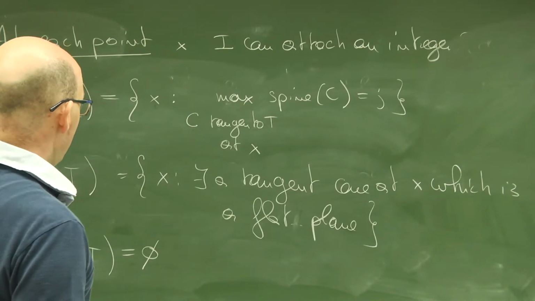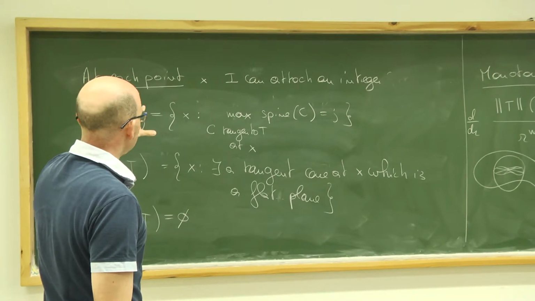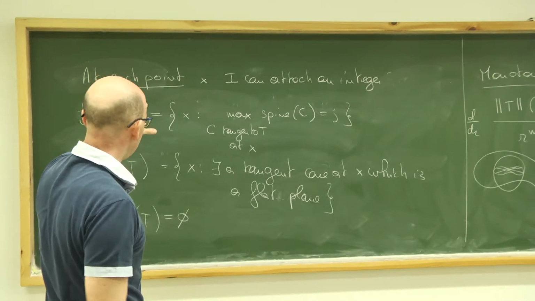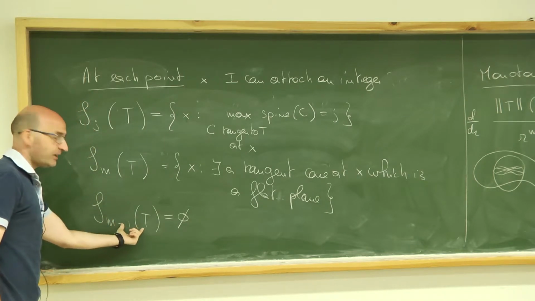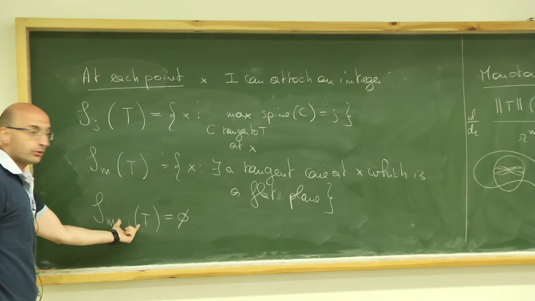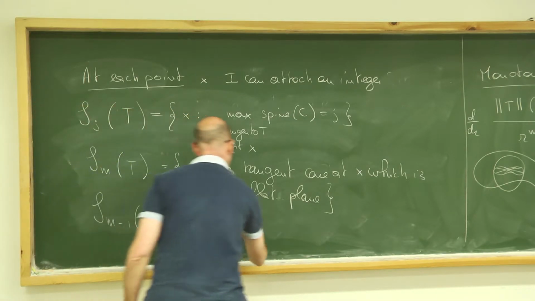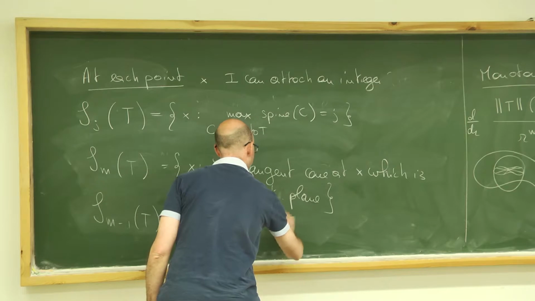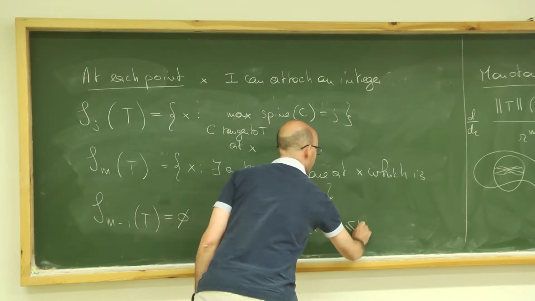Now, the observation of Almgren, which is a very nice abstract theorem, which works in a lot of different situations, is that the dimension of each of these guys can be at most this number. So the next stratum has dimension at most m minus 2.